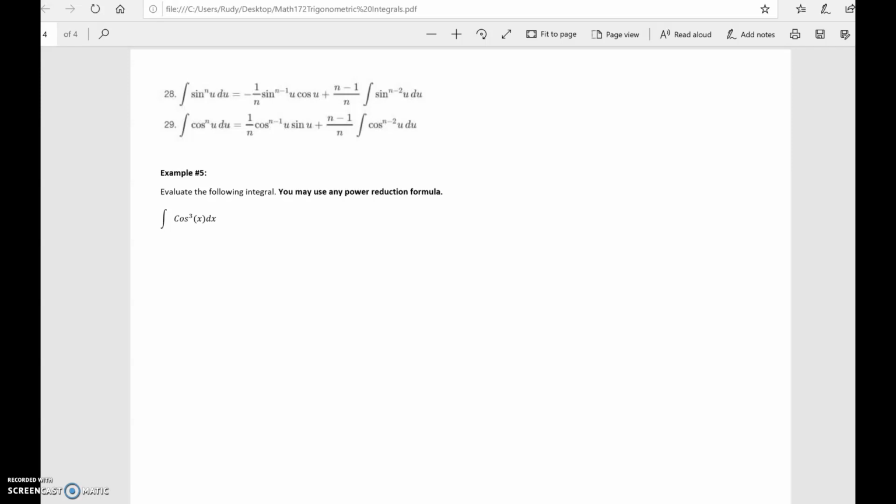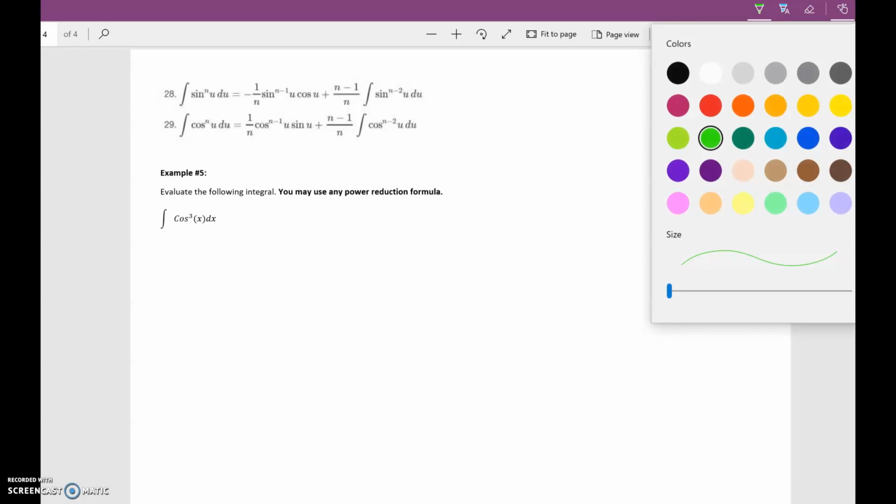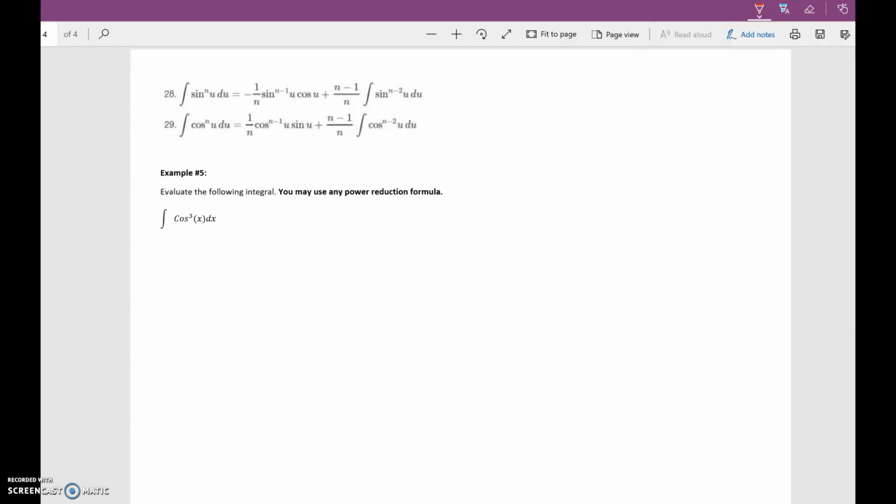Hi class, let's take a look at example 5. In this specific example, it's actually using higher powers of cosines, same idea, cosines and sines. Now, for a problem like this, you can technically use identities, but it will make it into a monster problem, especially if n is actually large.